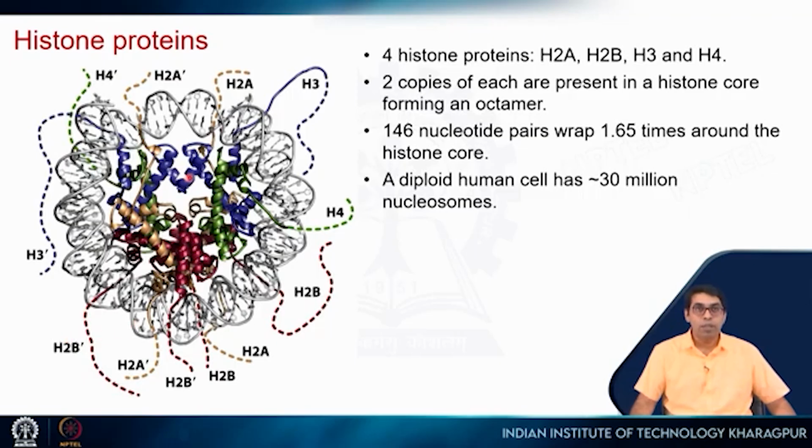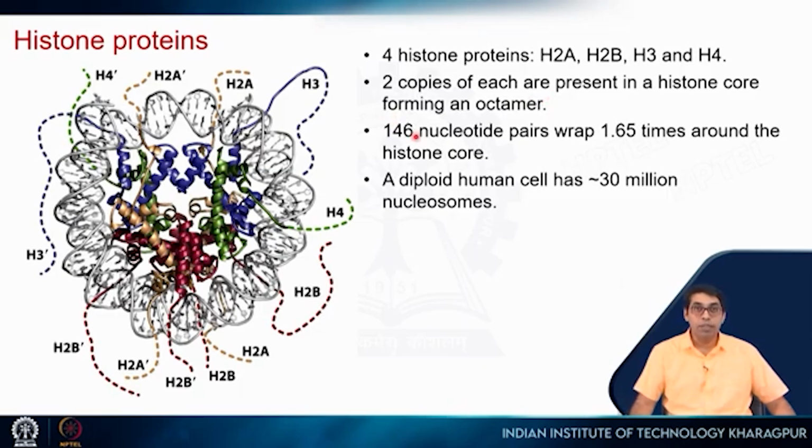So, histone proteins look something like this. You can see it is mostly alpha helical, these are the protein and the DNA is wrapped around the histone protein. There are 4 types of histone proteins, H2A, H2B, H3 and H4, and each of these is present twice. So, there are 2 copies of each, which means that there is a total of 8 proteins and together they form an octamer which forms this cylindrical structure.